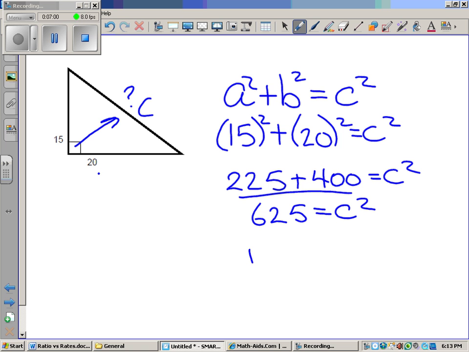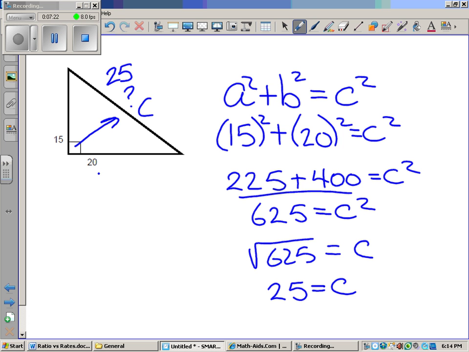So remember, we take the square root of 625. And that equals C. So the square root of 625, oh, there you go, is 25. Right on. I didn't know that. Cool. So the answer here will be 25 units.